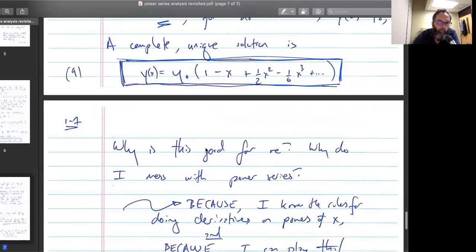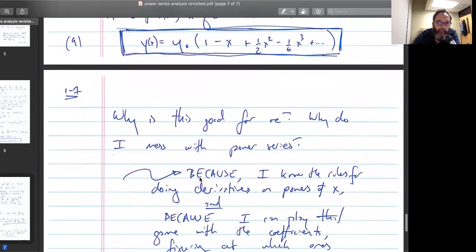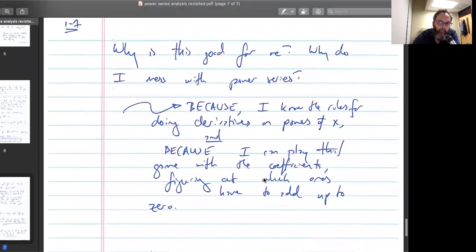Okay, what's the point? Why am I doing this? Why am I messing with these power series? The reason is because I know the rules for manipulating powers of x. Like, I'm great at doing derivatives on powers of x. And because I can play that game with the coefficients, that I did to figure out what the a sub n's were in terms of something else, right?